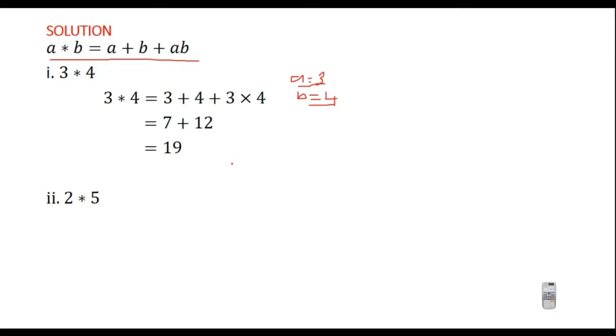II says that 2 star 5. So just as we did for I, in this case the first value is no longer 3 but 2. So A will be equal to 2. Then the second value, which used to be 4, is now 5. So B will be equal to 5. So you substitute this into the definition. Wherever you see A, you put 2, and wherever you see B, you put 5.